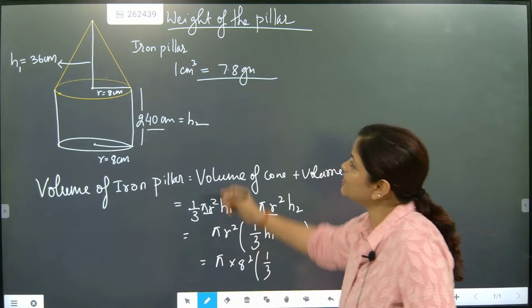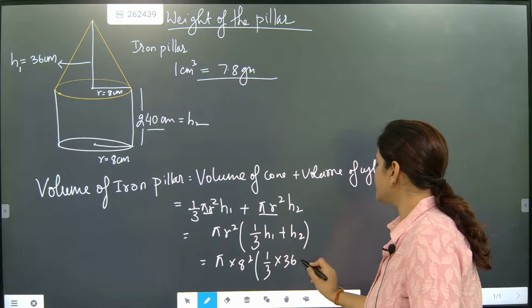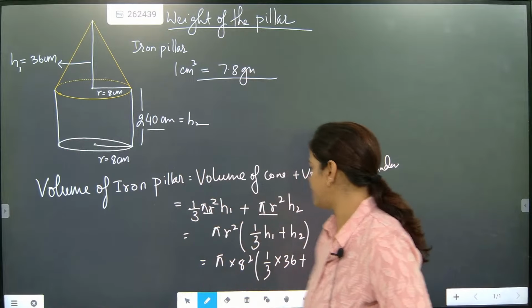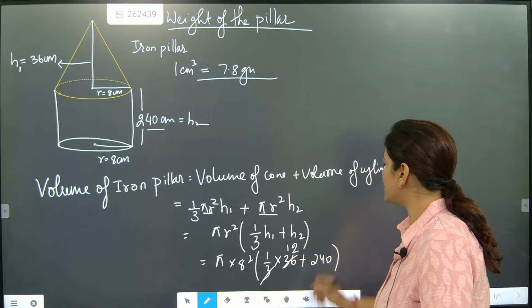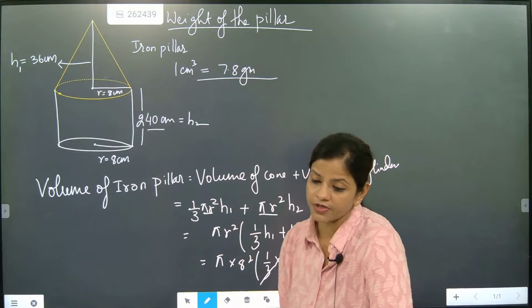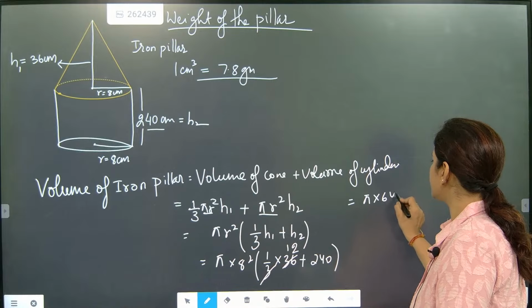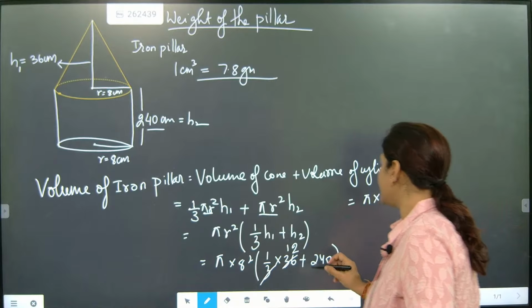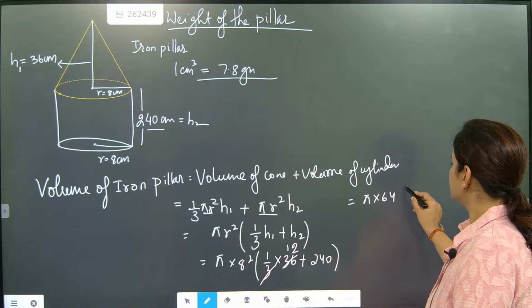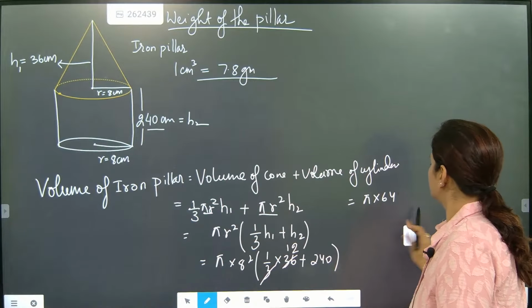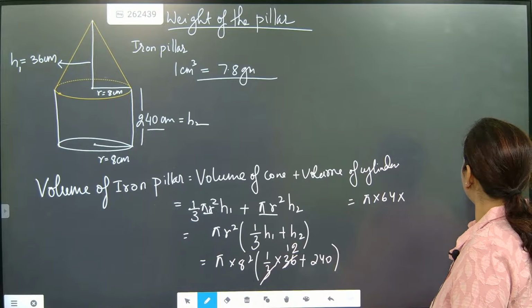So what we are going to do here is, it is coming as 8 square, 1 by 3, what is H1? H1 is 36, fine. So 36 plus what is H2? H2 is 240. So this part is coming as 12. 12 plus 240 is coming how much? So pi into 64, 12 plus 240 is 252. So 240 and 12, 252, correct?